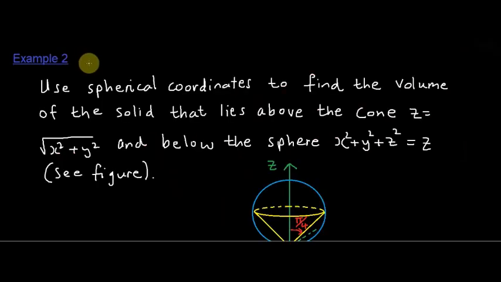Let's look at the second example on spherical coordinates. It says, use spherical coordinates to find the volume of the solid that lies above the cone. An equation of the cone is given here, and below the sphere with this equation. And then we are also given the diagram.